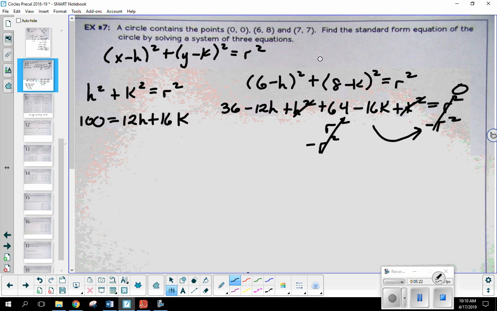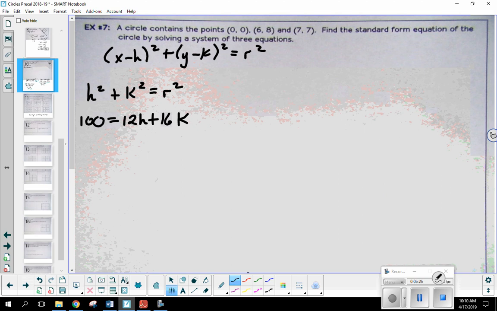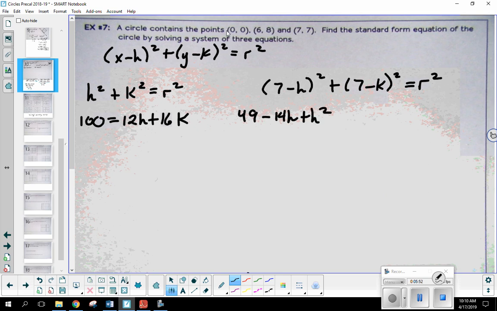Now we're going to do this one more time for the final point, (7, 7). So this would be (7 minus h) squared plus (7 minus k) squared is equal to the radius squared. Okay, so what is the expansion of (7 minus h) squared? Okay, so 49 minus 14h plus h squared. Now the other one's going to be identical, except the h's are going to be k's. So this would be 49 minus 14k plus k squared, once again equals the radius squared.